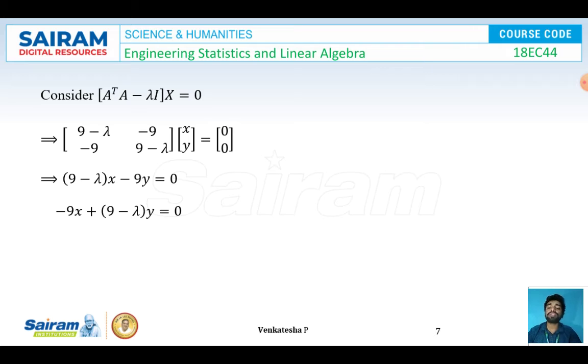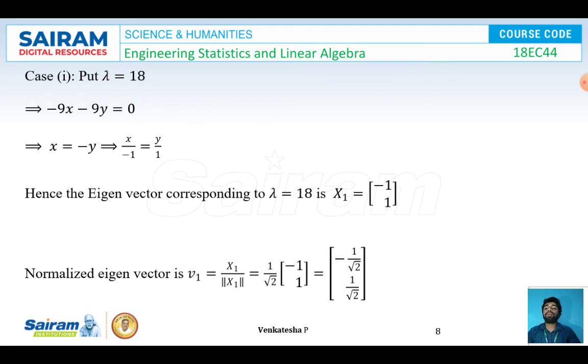I got two equations. Now I am going to find the eigenvectors in the two cases. In case 1, I am going to use lambda is equal to 18, because I am taking the eigenvalues in descending order. In case 2, I am going to use lambda is equal to 0.